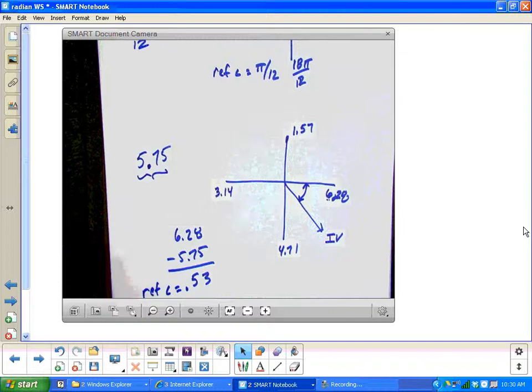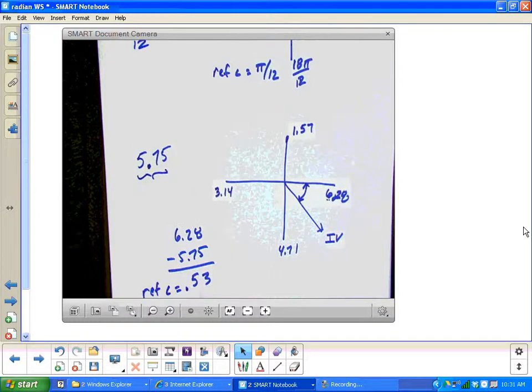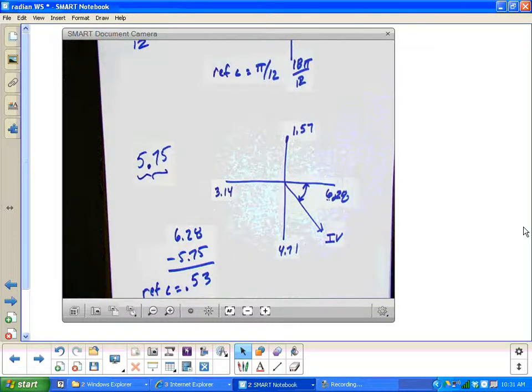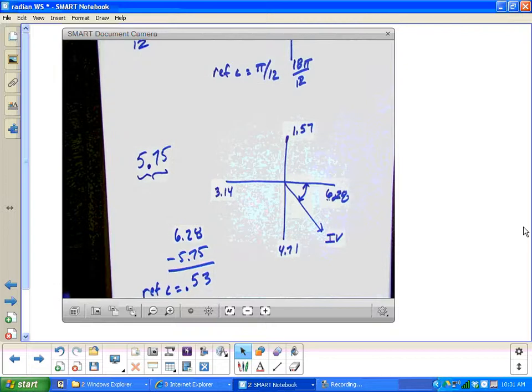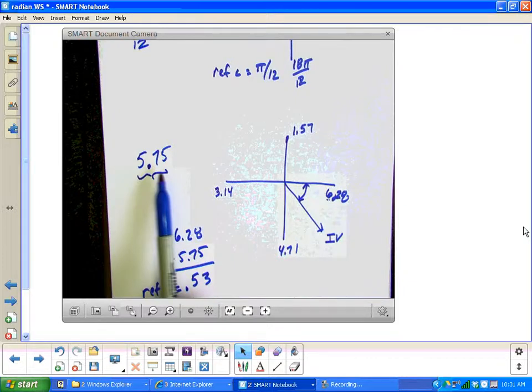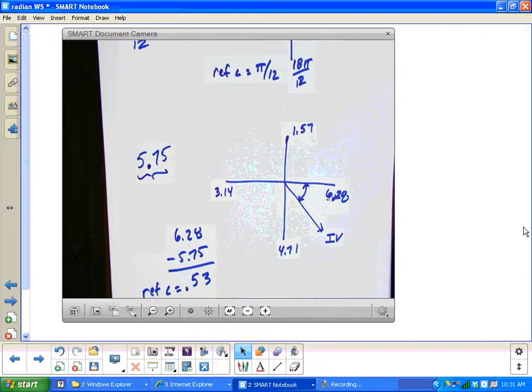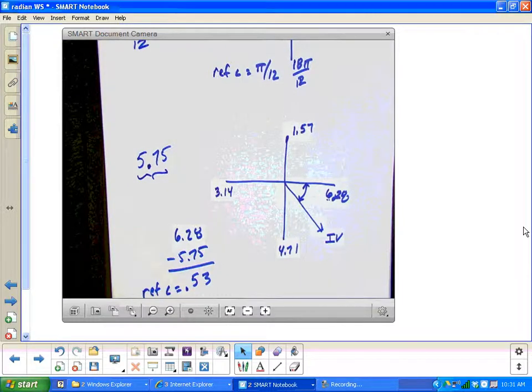Okay, now here again, let me ask you this question. What if it was a negative decimal value? You'd add how much though? 2 pi. So you'd really add 6.28. If it was bigger than 6.28, then you would subtract 6.28, which is 2 pi, to find a coterminal angle. Okay, yeah.